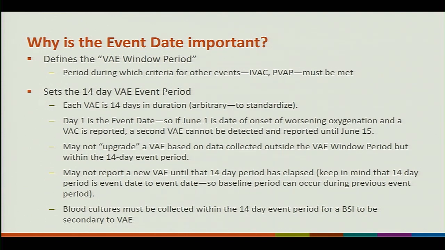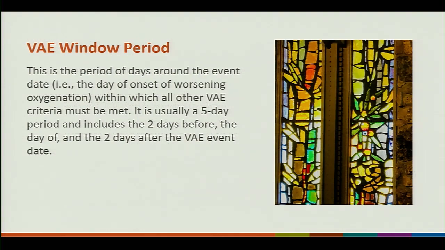So why is the date of event important? This date is important because it will determine the VAE window period during which all criteria for other events, such as IVAC or PVAP, must be met. It also sets the 14-day VAE event period during which another VAE may not be reported. The full 14 days must elapse before another VAE can be identified and reported. Any data collected during this 14 days also cannot be used to upgrade the VAE unless it occurred during the window. Any blood cultures which are deemed secondary to a VAE must be collected during this 14-day time period.